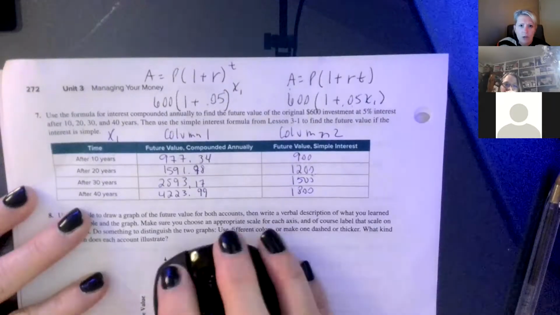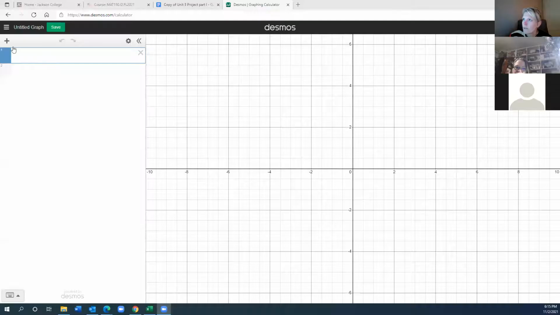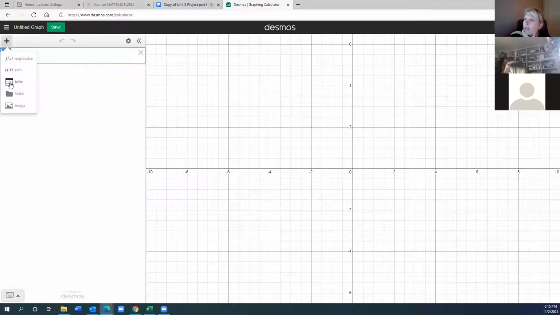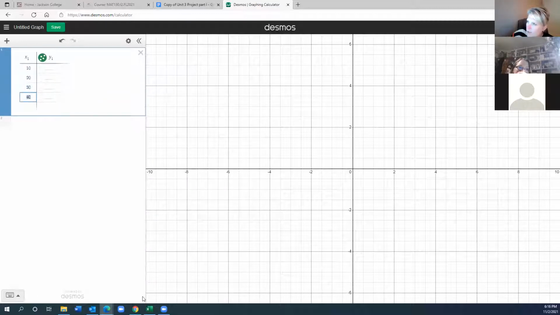So let's go to, I'm going to share my Desmos screen here. And I'm creating a table. So in X1, I'm just going to put my years 10, 20, and then it kind of knows the pattern, which is nice. And then my Y1, I'm going to delete the Y1, and I'm just going to put in the right-hand side of my equation for compounding, which was 600(1 + 0.05) to the exponent of x1.